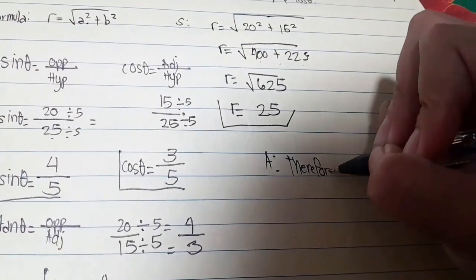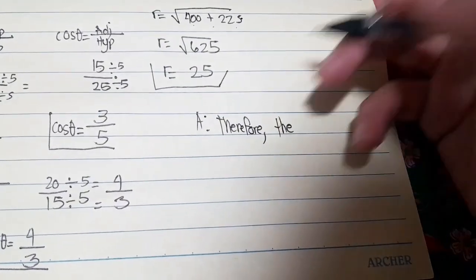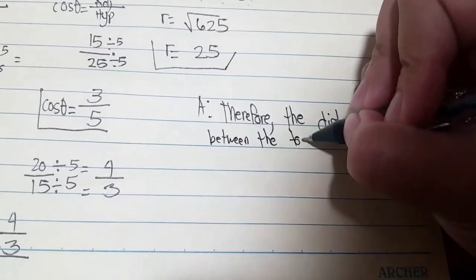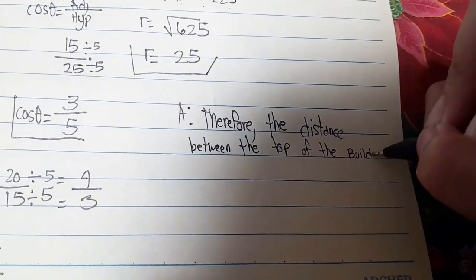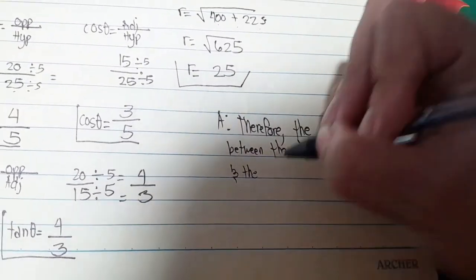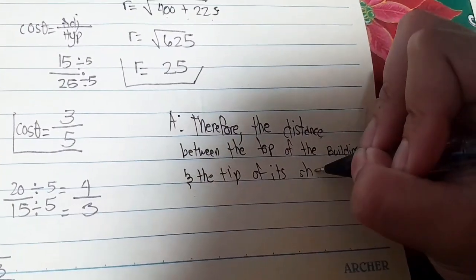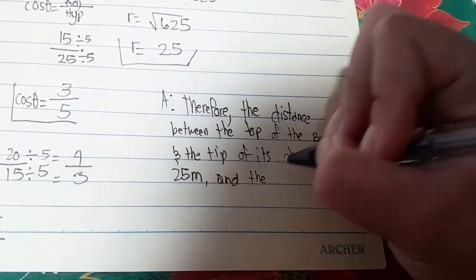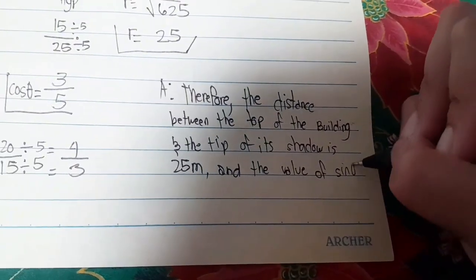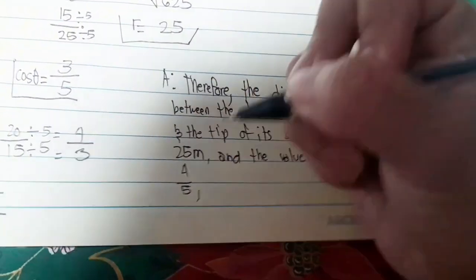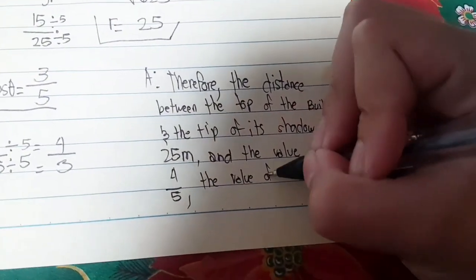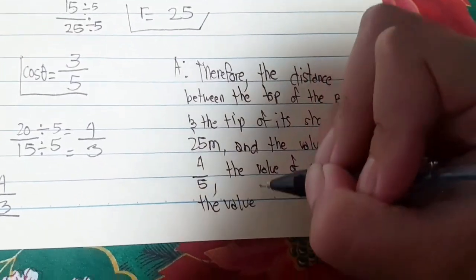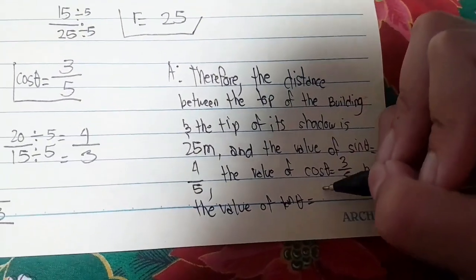Therefore, the distance between the top of the building and the tip of its shadow is 25 meters, and the value of sine theta is 4 over 5. The value of cos theta is 3 over 5, and the value of tan theta is 4 over 3.